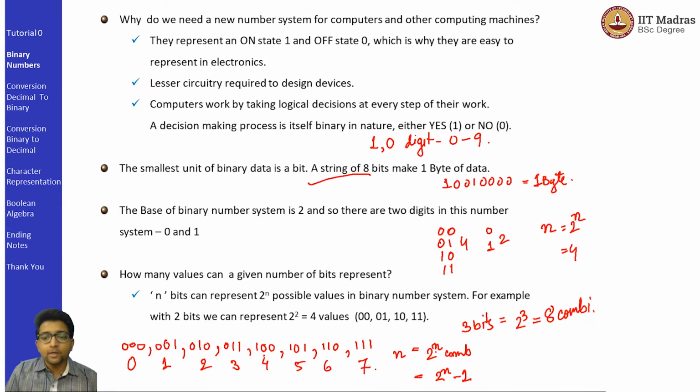Now why is it so? You see, 2 to the power n with n equal to 3 is 8 combinations, but we did represent up to decimal 7 with 3 bits, right? So 2 to the power n is 8 for n equal to 3, and 8 minus 1 is 7, right? So that's why given n bits you can represent up to 2 to the power of n minus 1, and you can represent a total of 2 to the power of n combinations.